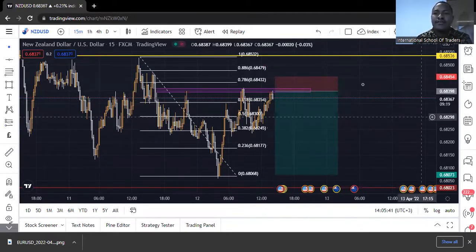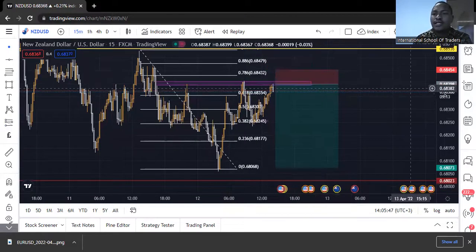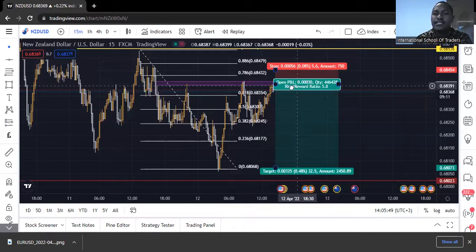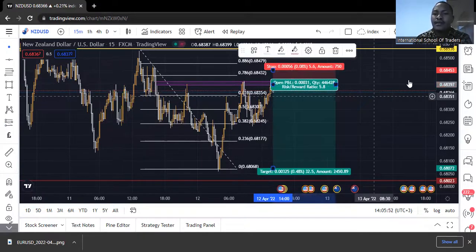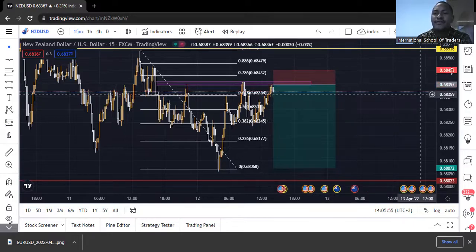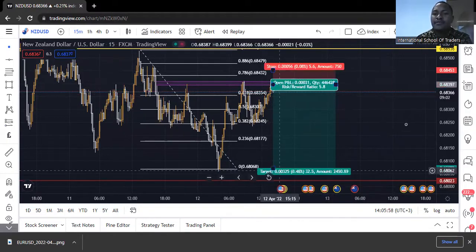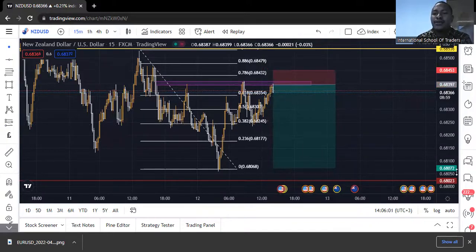Let me see. We're going to take a sell on NZD-USD now, with a stop loss of 0.68453 and a take profit of 0.68072. Let me quickly take a sell on this side so that I don't forget. This is NZD-USD, guys. It's a sell.